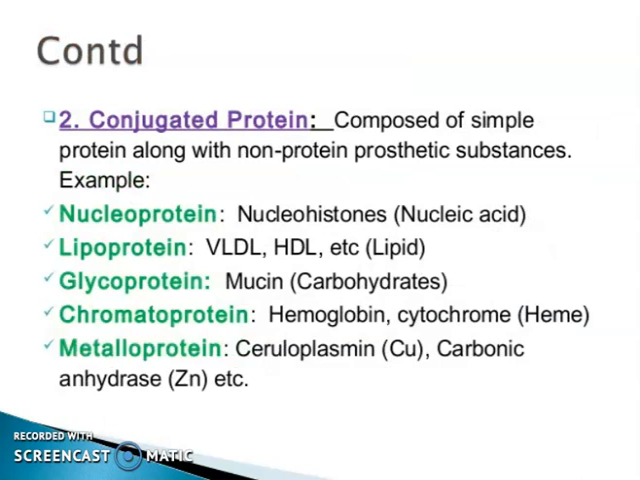Conjugated protein is composed of simple protein along with a non-protein prosthetic substance. Examples: nucleoprotein, histones, nucleic acid. Lipoproteins: VLDL, HDL, lipids. Glycoproteins: mucin, carbohydrates. Chromoproteins: hemoglobin, cytochrome, heme. Metalloproteins: ceruloplasmin and carbonic anhydrase.